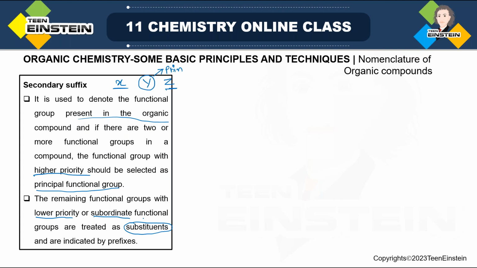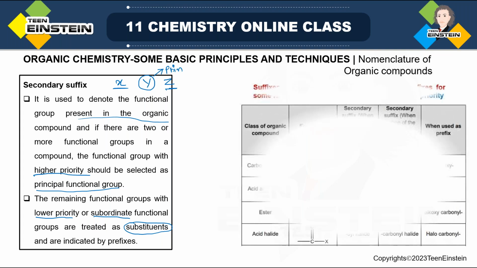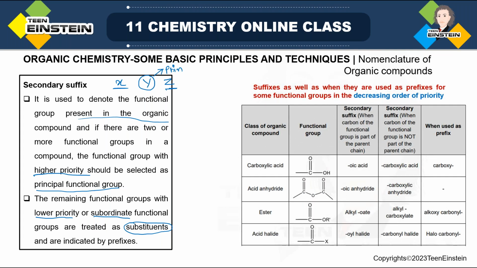Okay. If it is a single functional group, it is okay. But if it is more than one, then you have to choose first which group you are going to give higher priority. And there are rules for that also. And the rest of the functional groups will be treated as lower priority. They are now treated as substituents, indicated by prefix. So in this table, we have to look very carefully. Here, look at the heading, what it is saying.